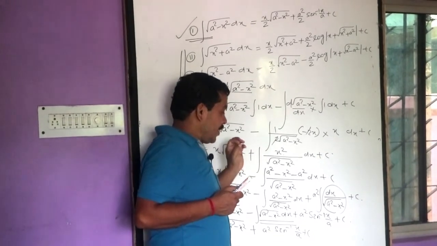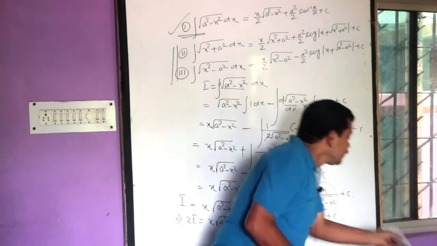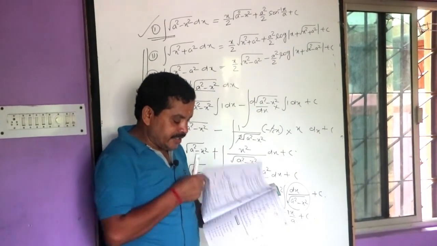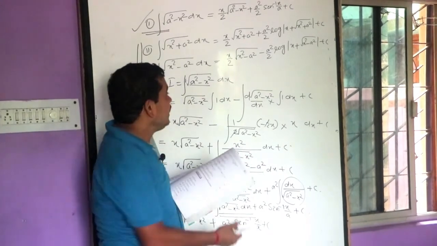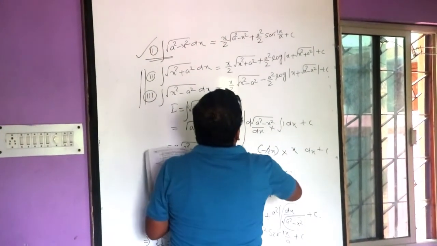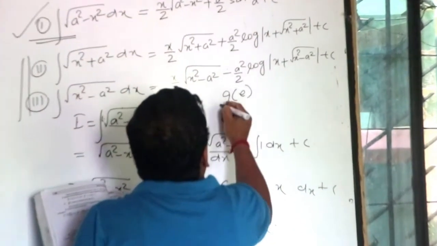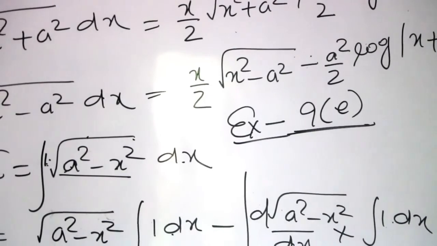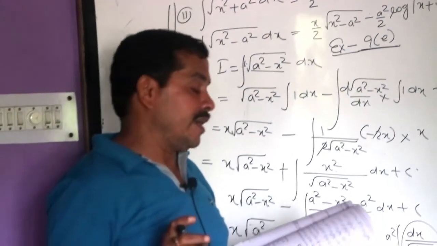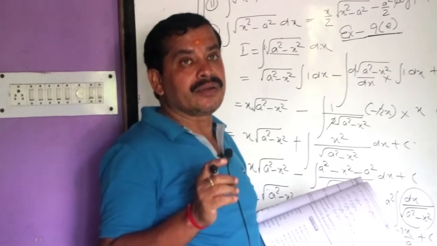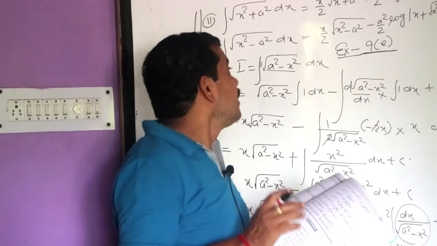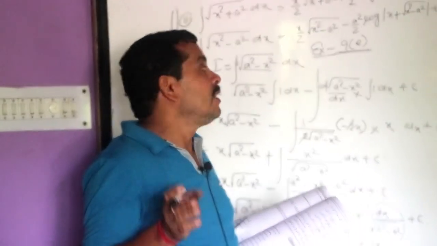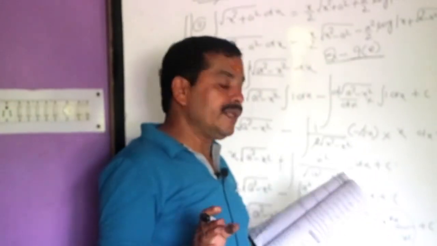That's finished. So you can work out your exercise number 9E. That is 9E. Exercise 9E. That is an important article, integration by parts, most important article. Every year one question surely comes from this exercise. So first you go through your book examples, then you evaluate the integration.